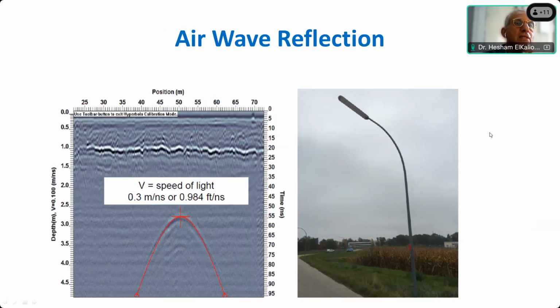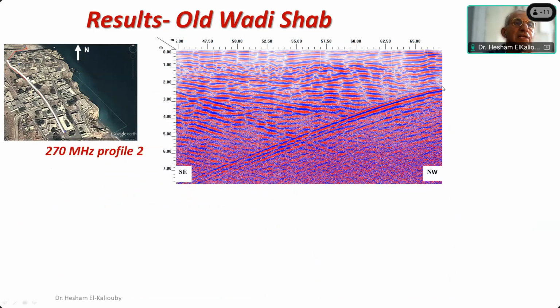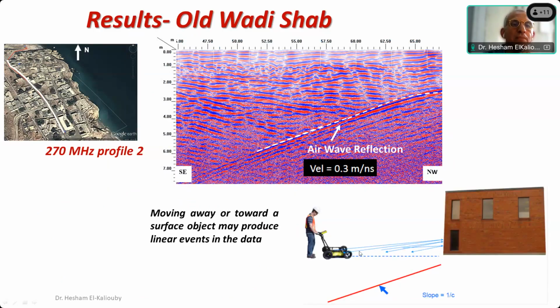This is another profile. You can see here a very linear feature, similar to the airwave reflection, and we verified that its velocity is also 0.3 meter per nanosecond. This is what happens when we have a building like these houses: the GPR signal hits the building, and we can see this linear feature, and the slope of it was 1/c, where c is the velocity of light. So an object moving away from or towards the surface may produce this linear event. Again, you can see some fracture zone in the near surface here.